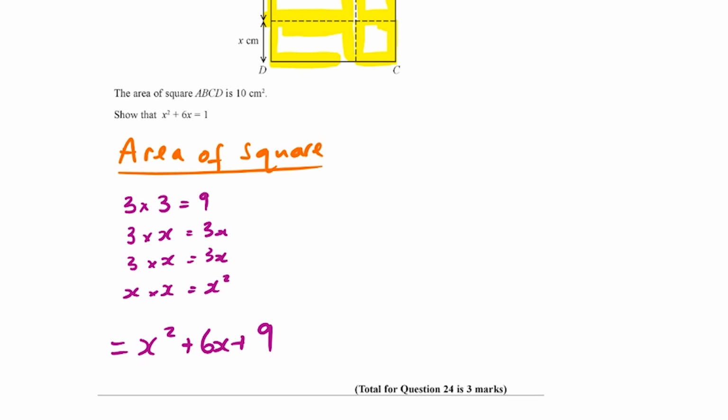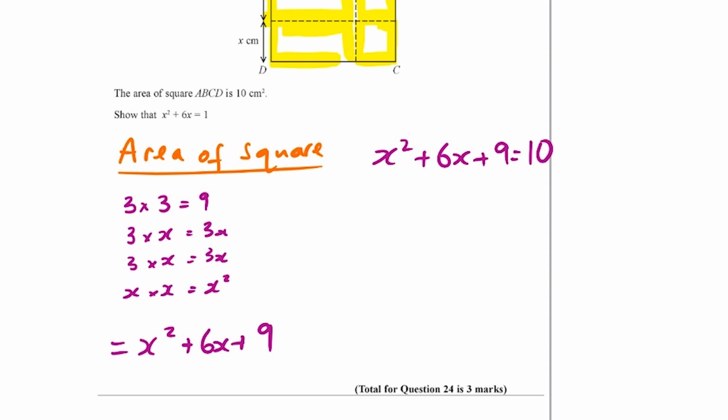But they have told us that the area is equal to 10 square centimeters. So we could say that x squared plus 6x plus 9 is equal to 10. Right? Those two things are the same. They're just different ways of describing the area of that square.